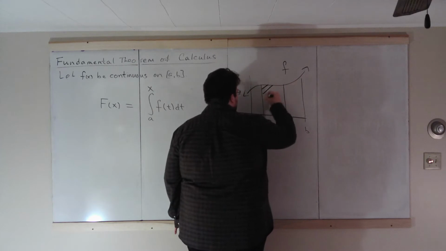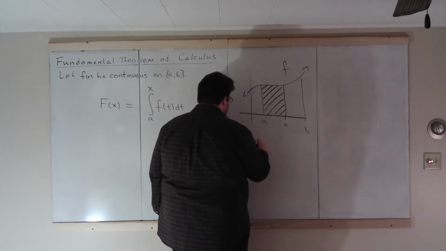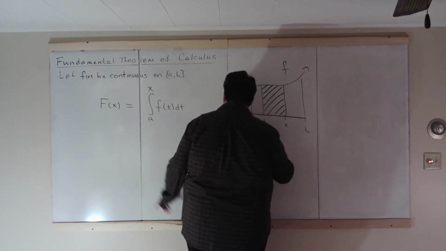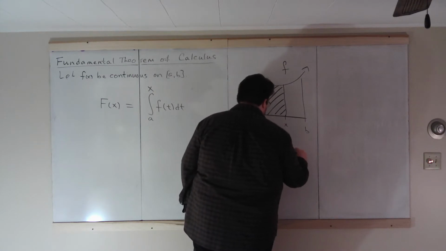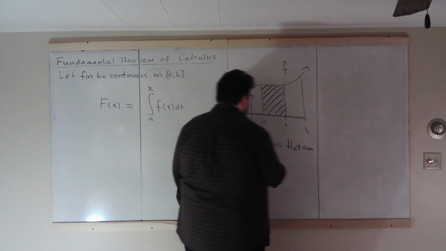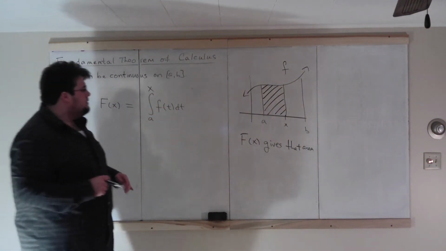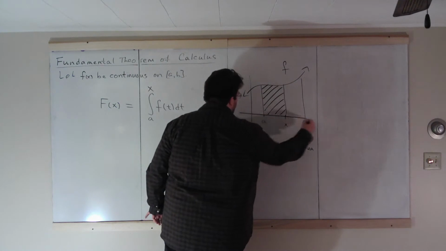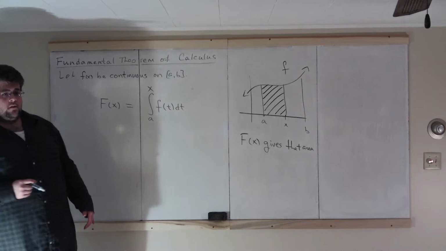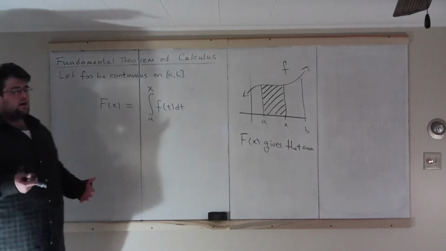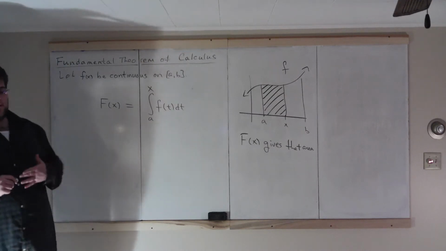Capital F of x gives the definite integral from a to x of this function. I'll just say that, area. Capital F gives that area, where x can go, we'll just say, from here over to B. It gives that area. Now, what does it mean for this function to be continuous? That was a car driving by, in case the microphone caught that.